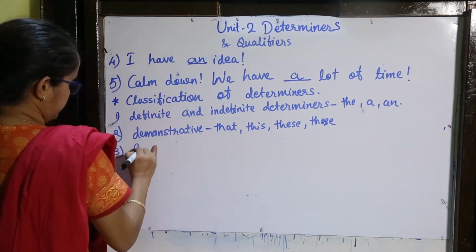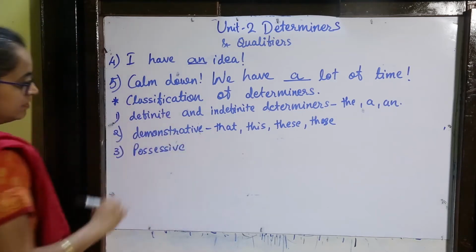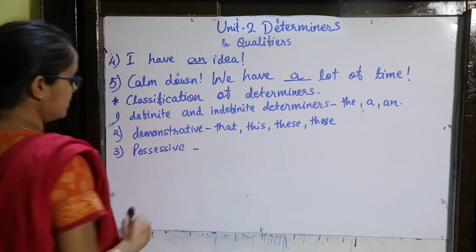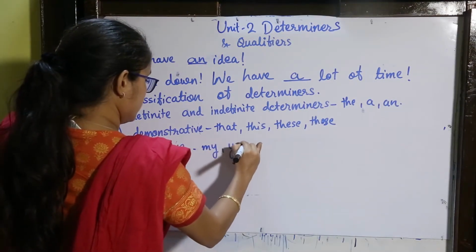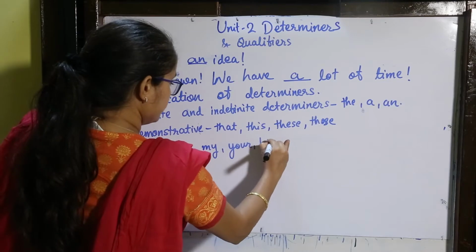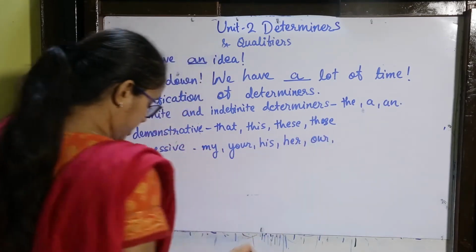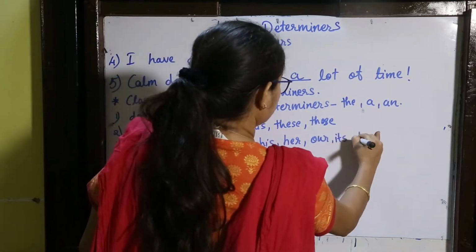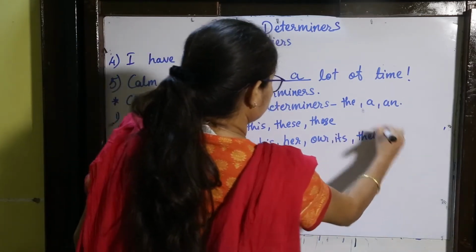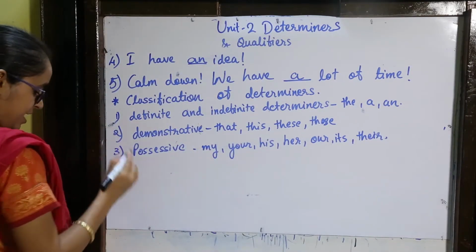Possessive determiners. Like possessive nouns, we have possessive determiners: my, your, his, her, our, their, and its. These are possessive determiners. Now the fourth example is qualifiers.